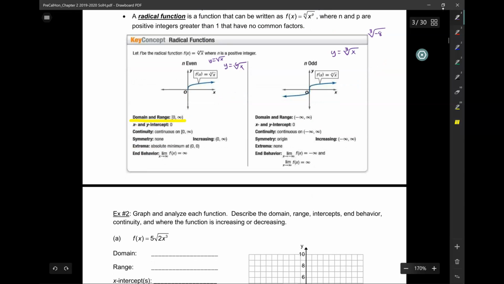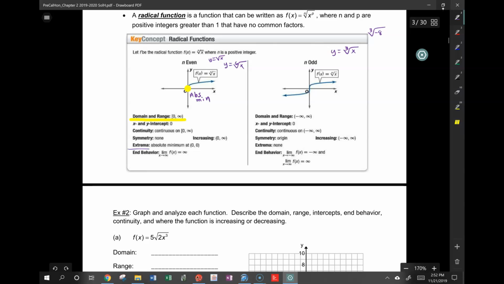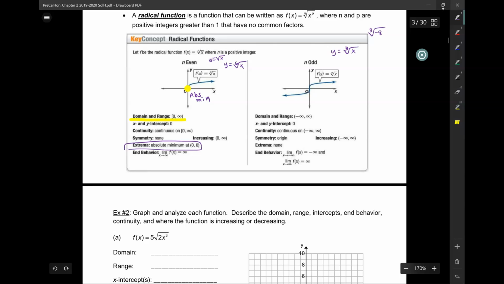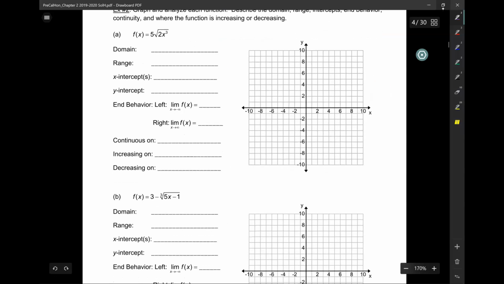Okay. So, and then here, I want to call your attention to this. This one here has an absolute minimum at that point. Okay? So this has an absolute minimum. But for the odd function, for the odd root, there is no min or max. Okay, no absolute min or max. All right, let's take a look at this one.